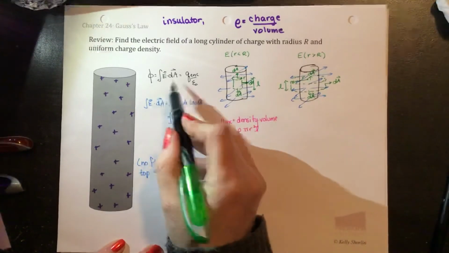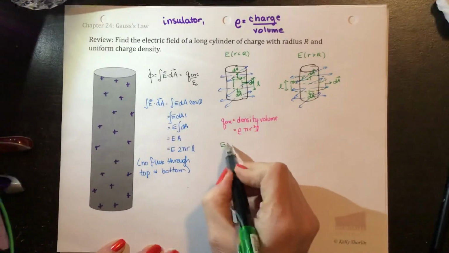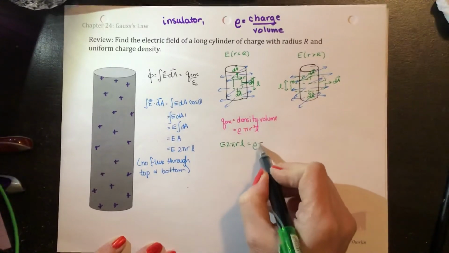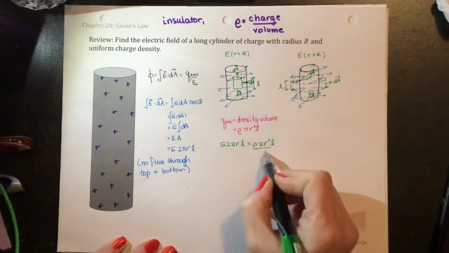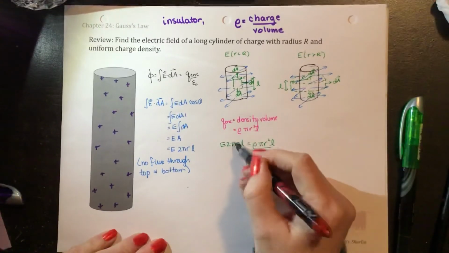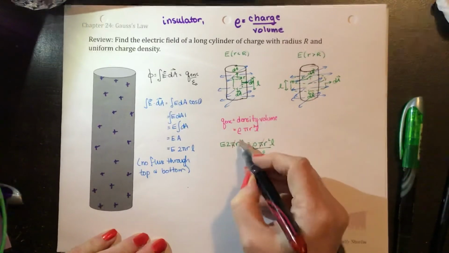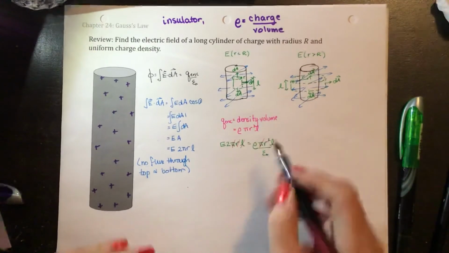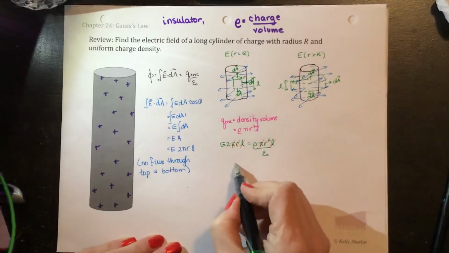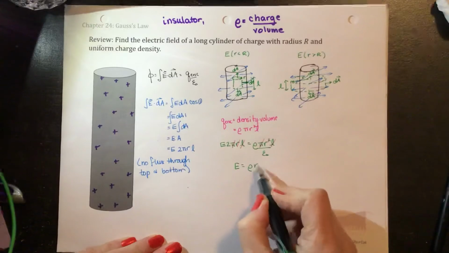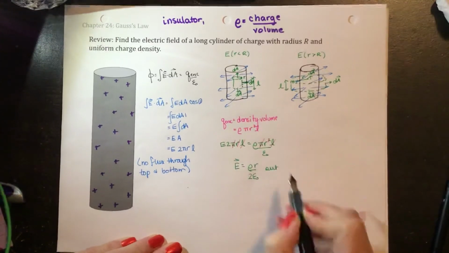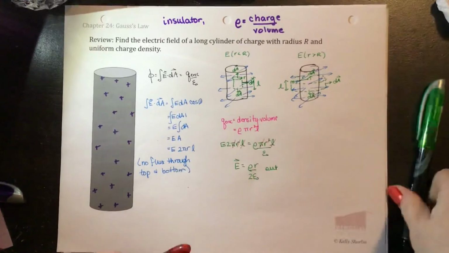Okay, so my net electric flux is E dot dA. That's E times 2 pi R L. That's equal to my Q enclosed, density times pi r squared L, divided by epsilon naught. Let's see what cancels. Pi cancels, one of the r's cancels, and L cancels. So then my electric field E is the density times R over 2 times epsilon naught. And because my charge is positive, it points radially outwards.